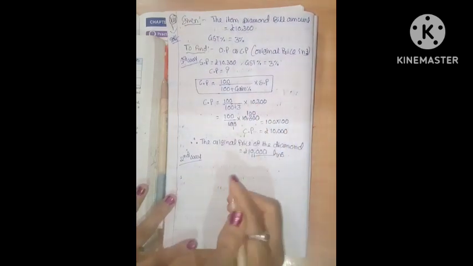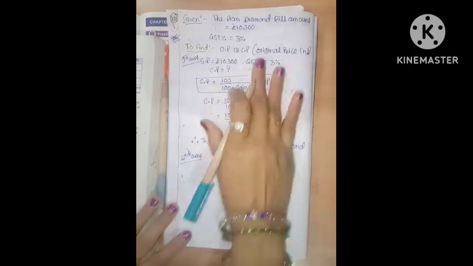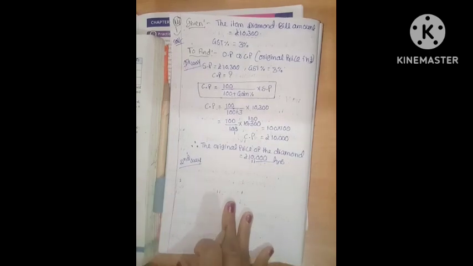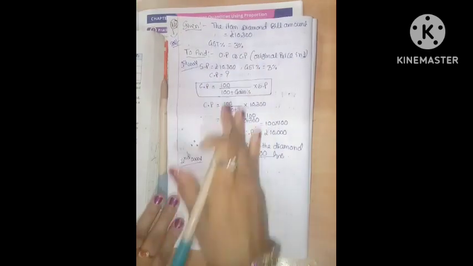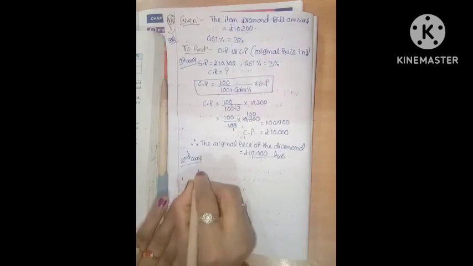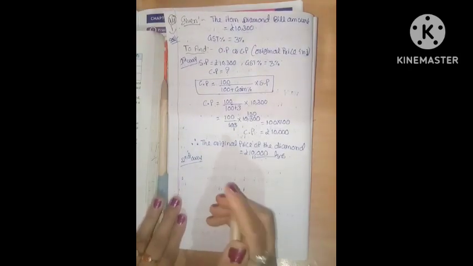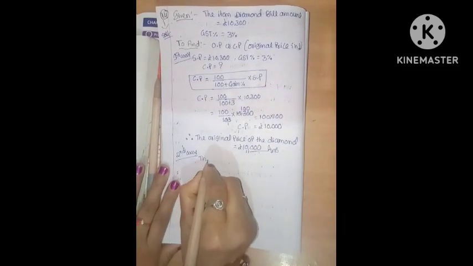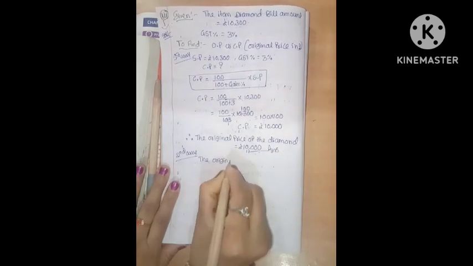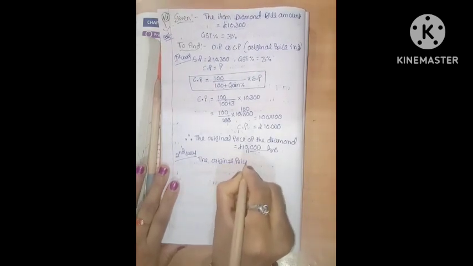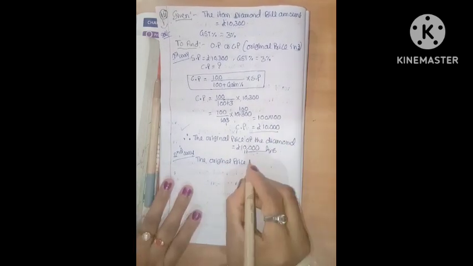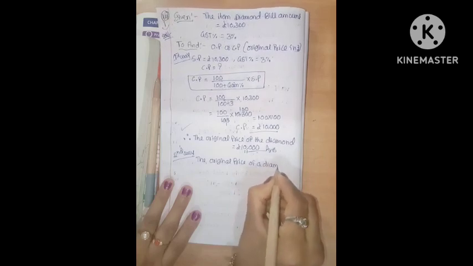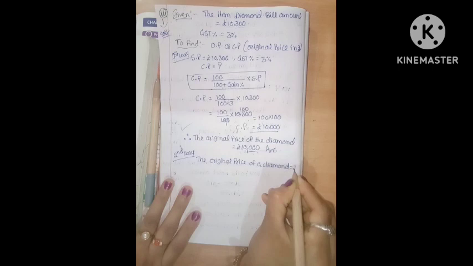In the first way we used one formula. Next, the second way. The original price of the diamond is 100 rupees, and the GST percentage is 3%. Step by step, we will learn that way also. Are you understood the above method? Yes, this is a very simple method. The original price of the diamond equals 100 rupees.